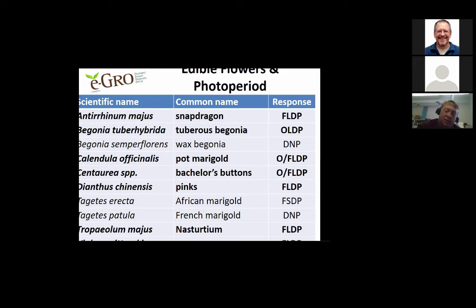So for many of these edible flowers, we need to give them a long day length to induce earlier flowering, or some of them, such as tuberous begonias, require long day lengths to flower. Wax begonia does not depend on day length for flowering, and neither does French marigold. And then African marigold is a facultative short day plant, so short day lengths lead to earlier flowering.